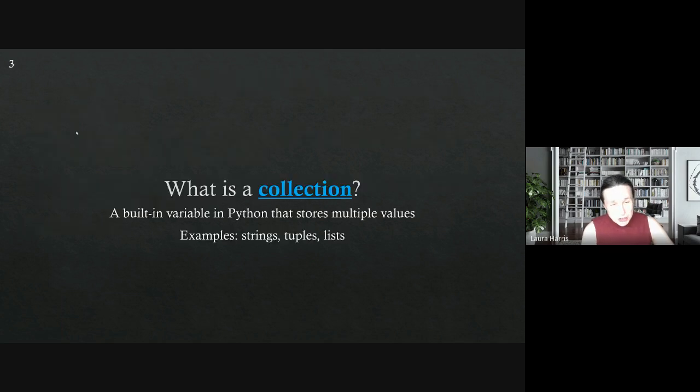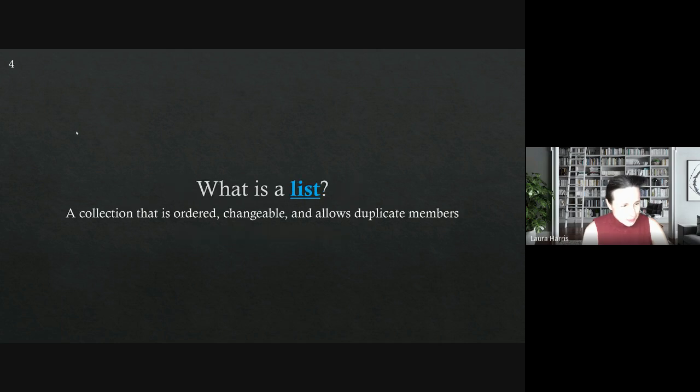I do not assume you know anything about Python programming, so I'm going to start with a couple of basic definitions. What is a collection? Well, a collection is a built-in variable in Python that stores multiple values. For example, strings store characters, and tuples and lists can store booleans, which are true-false statements. They can store numbers, such as floats or integers, or they can also store characters like strings.